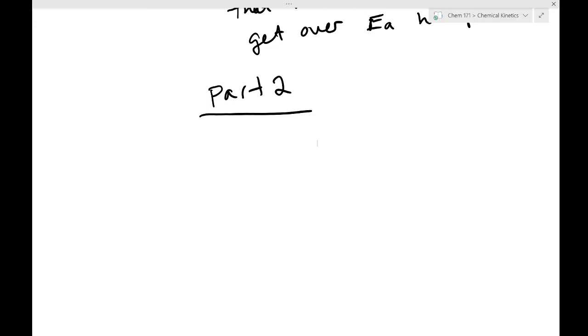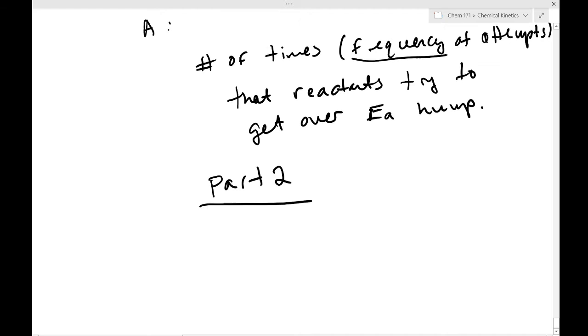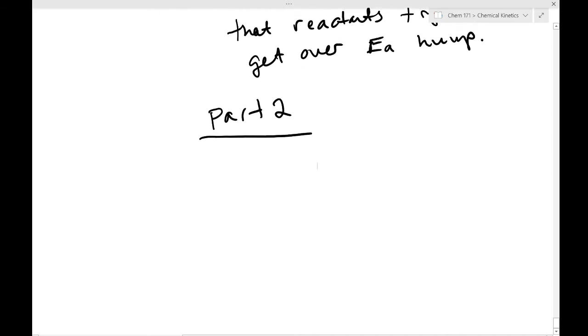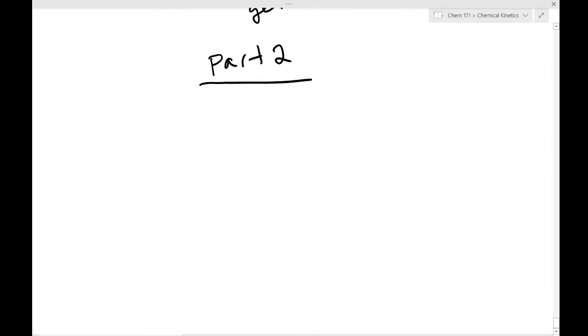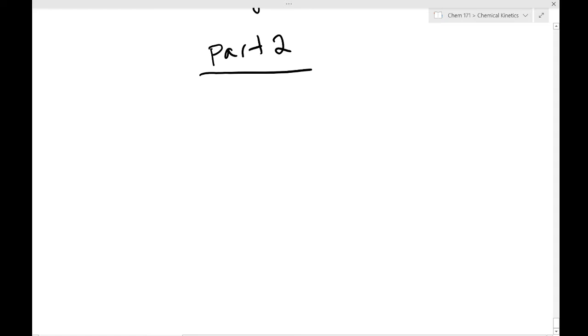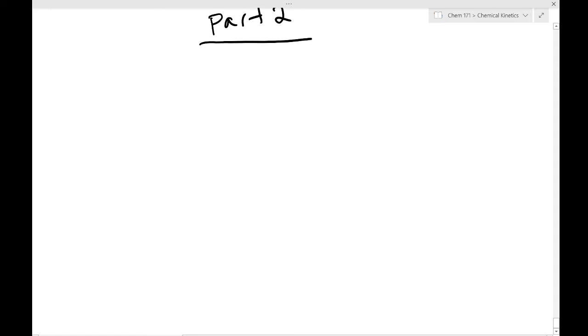So let's continue. Okay, so we talked about this Arrhenius equation. We talked about what each of these pieces mean, the frequency factor, the activation energy. Let's put all of this together and consider a reaction. Okay, so let's actually look at something interesting.